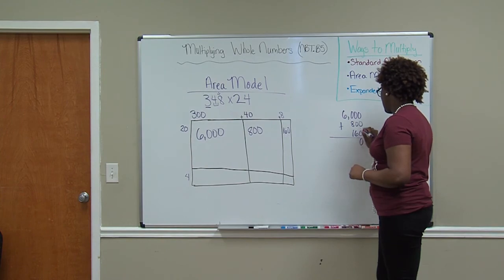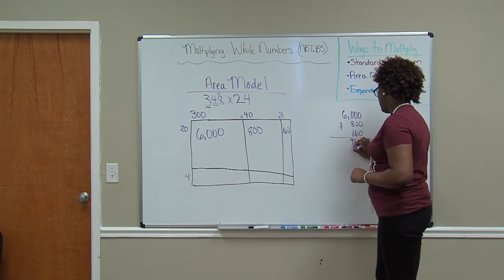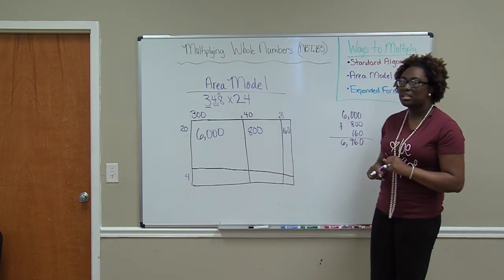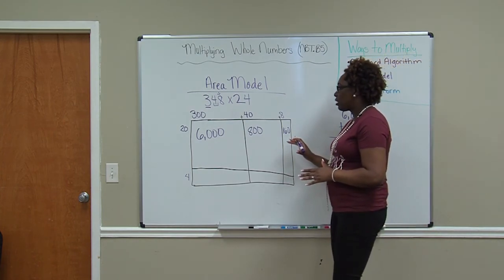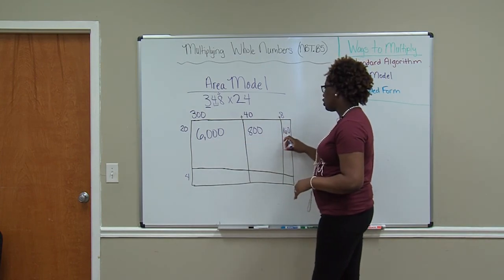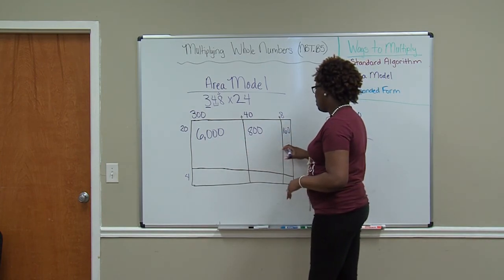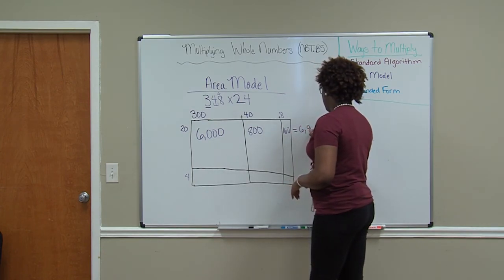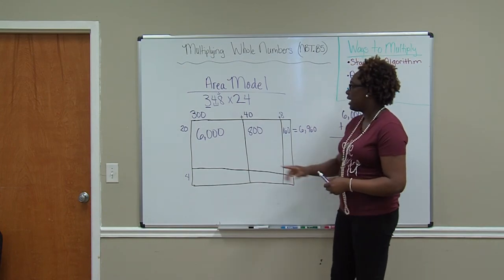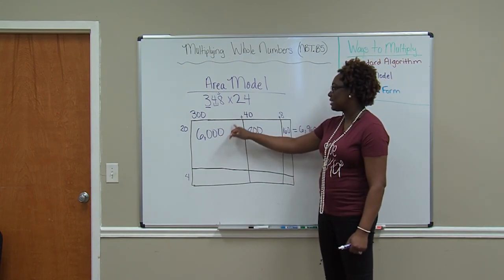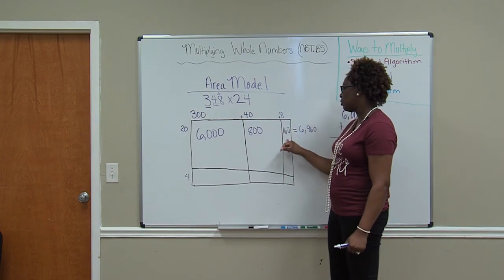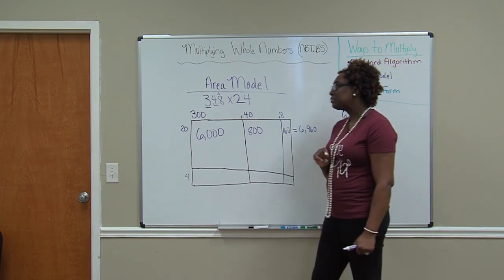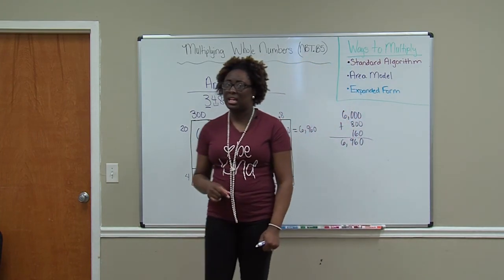When I begin to add it up, make sure I line everything up nice and neat. What do I get here? 6,960. With the area model, once I get the total of these products, I'm going to come out to the side and write it here. 6,960. Why? Because when I take 6,000, add it to 800, and then add it to 160, I get 6,960.